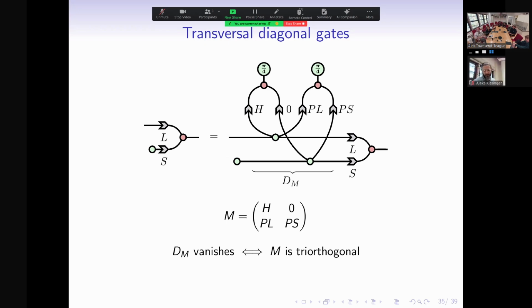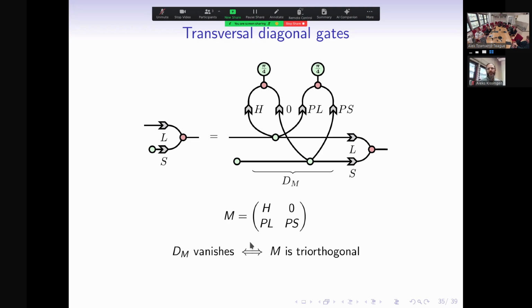Okay, so this is a little bit fast. But the point here is that I want this side to equal this side, which is equivalent to saying that this part of my diagram vanishes. And we know that's equivalent to saying that this matrix is triorthogonal. So what does this say? This implements a D3 operator described by H if and only if this matrix M is triorthogonal.